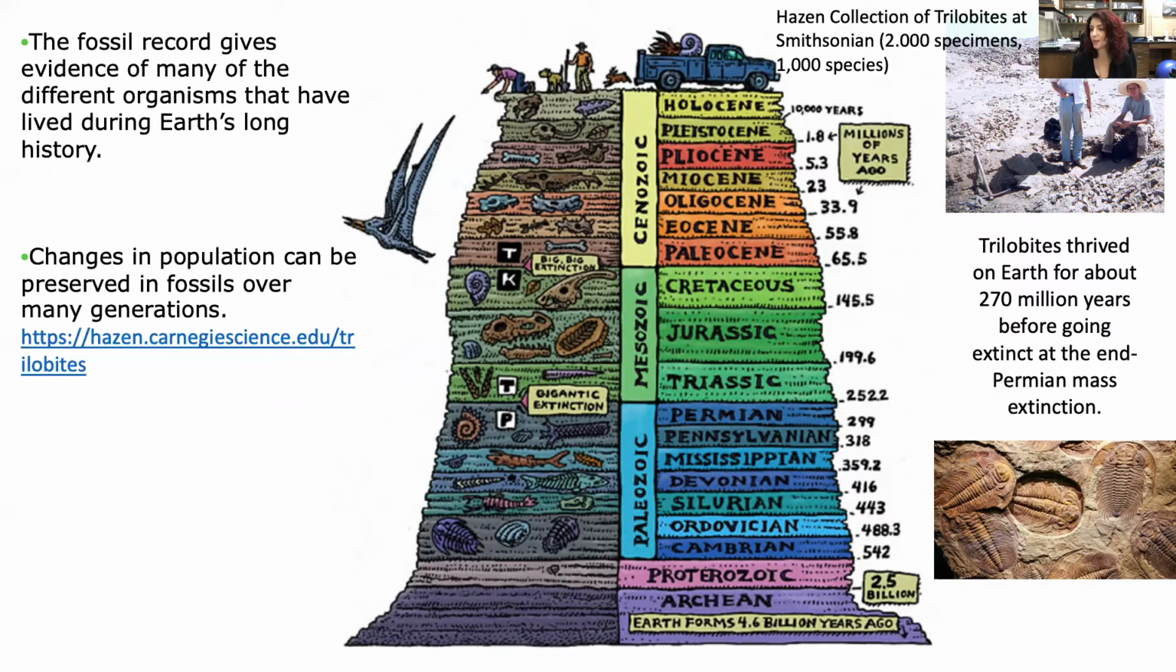And these trilobites, they have lots and lots of different forms, different shapes, different sizes, and the largest collection that we have access to here in the United States is located at the Smithsonian. It's called the Hazen Collection of Trilobites. It contains over 1,000 species and 2,000 distinct specimens, mostly collected by a researcher named Dr. Robert Hazen. Robert Hazen was my postdoc advisor.